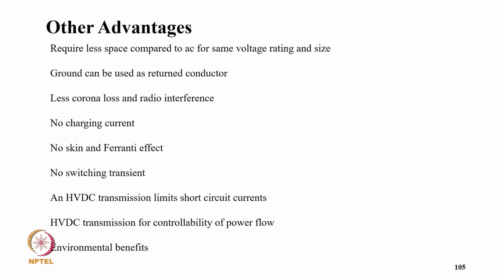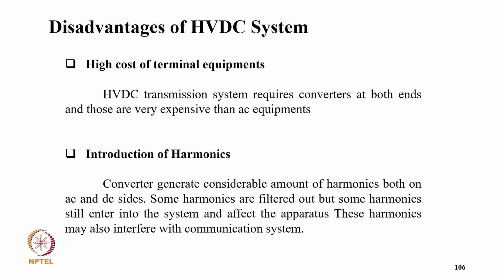The other advantages of the HVDC system: it requires less space compared to AC for the same voltage rating and size, and ground can be used as a return conductor, less corona loss and radio interference, no charging current, no skin and proximity effect, no switching transients, and HVDC transmission limits the short circuit current. HVDC transmission also offers controllability of power flow and environmental benefits.